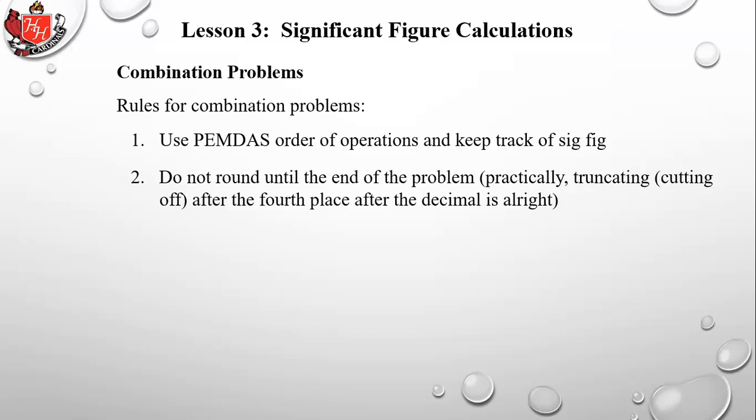Now, practically truncating, we talked about that earlier, cutting off after the 4th place after the decimal is all right. In other words, your calculator might give you eight places after the decimal. Do you really need to write all those down? It says don't round them. Do you really need to write all those down? No. You're never going to do a measurement at that level of precision. So if you lop it off after about the 4th digit after the decimal point, you're probably okay, given the level of precision that we're going to be using in this class. And then assign the correct sig fig at the end of the problem, and then that's when you do your rounding.